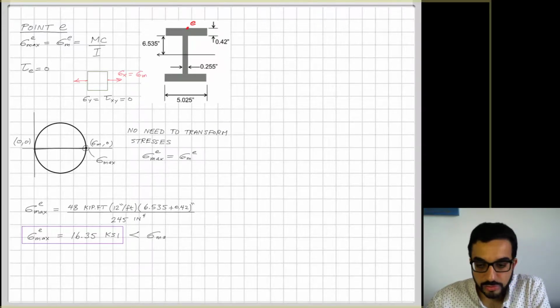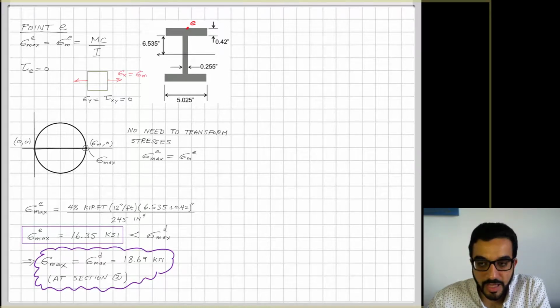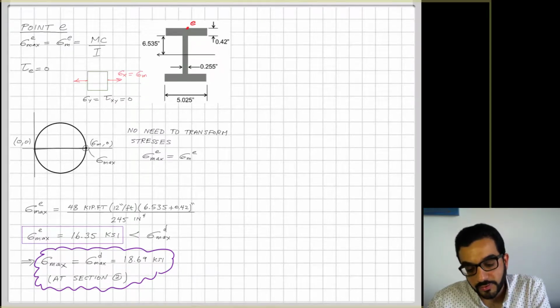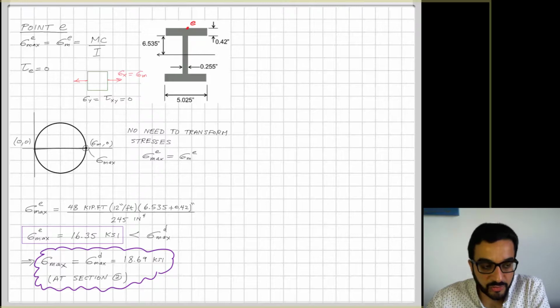Comparing that to sigma max D, I can say now that the maximum principal stress in the beam at this section 2 would be equal to the maximum principal stress at point D, which is 18.69 KSI. Now, let's go back to the big picture. I had initially two sections, section 1 and 2, and I had that initial hunch, you can say, that section 2 will be larger and more critical because it will have pretty close moment values to section 1, but a large value of shear stress, shear force.